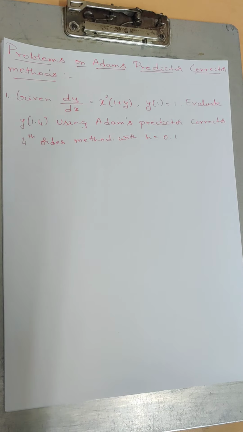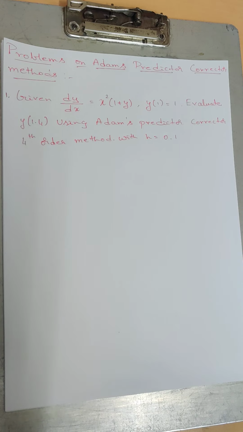So the first problem is given dy by dx is equal to x square into 1 plus y, with y of 1 is equal to 1 as our initial condition. We have to evaluate y at 1.4 using Adams predictor corrector fourth order method with the step size h is equal to 0.1 given. So that means we are supposed to find out both Adams predictor and corrector fourth order method. Using Adams predictor corrector fourth order method, we are supposed to find out y of 1.4.